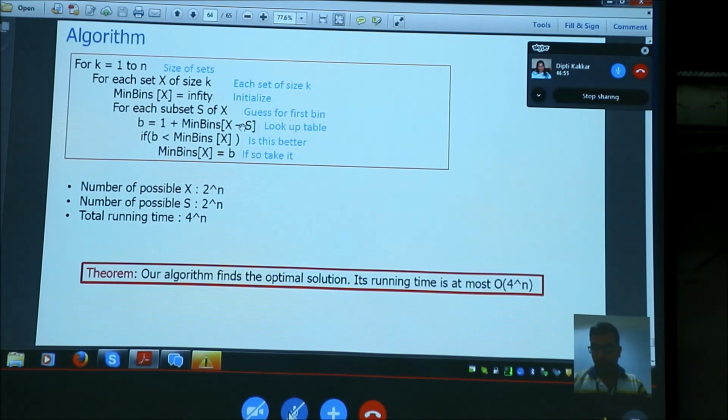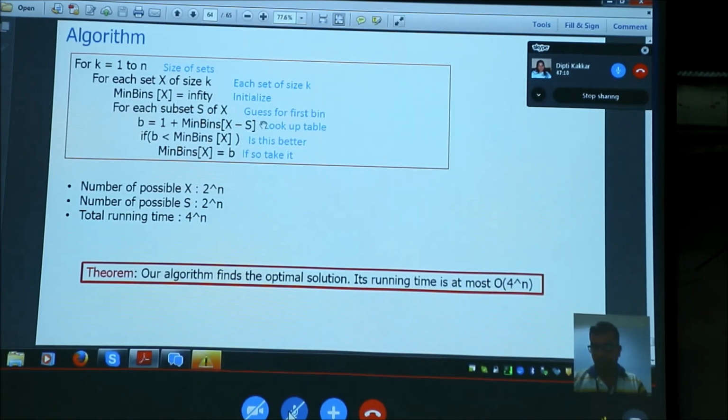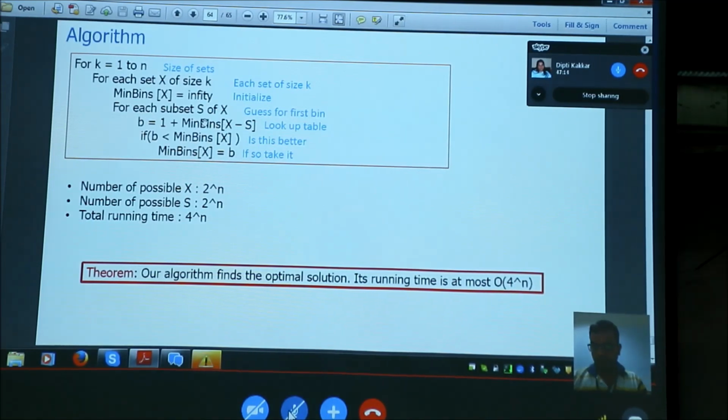So this s is my choice for, I'm trying to solve the x. This is my choice for the first bin, that is s. For that I have paid the 1 bin cost. Now I am left with x minus s. I have already put the s into the first bin and paid its cost. X minus s is what I want to solve and find the minimum number of bins now.